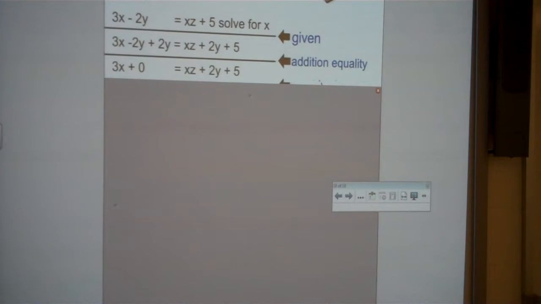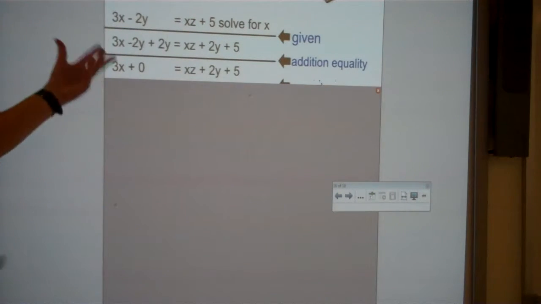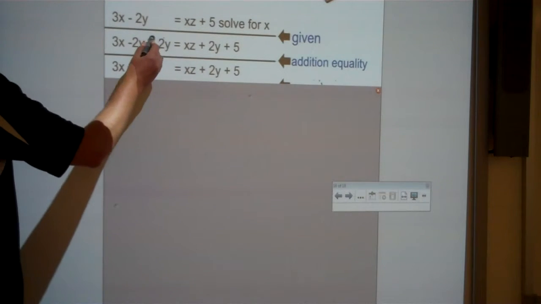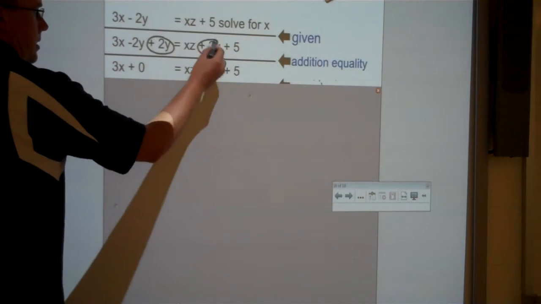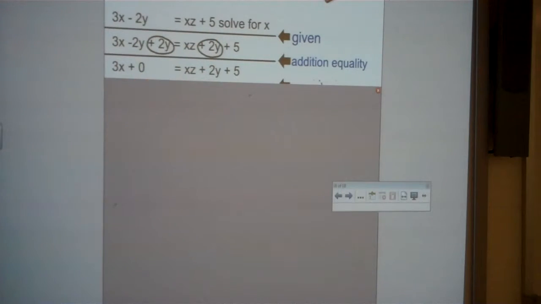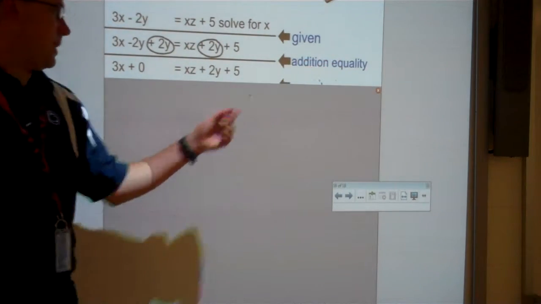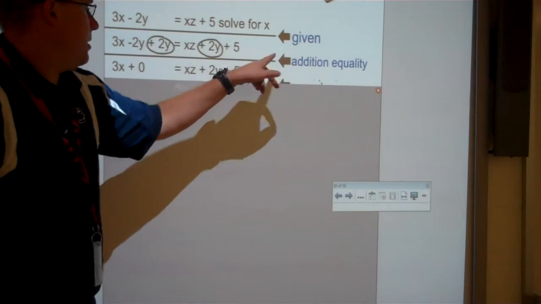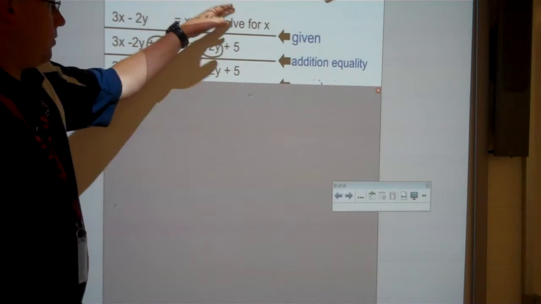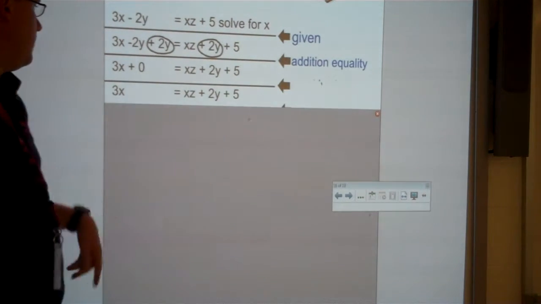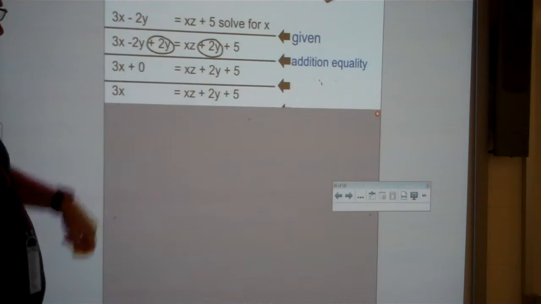So really what I'm focused on this time is, what am I doing for my properties? So what I'm looking for is what's changed here. So I notice on this first step, if I look above, there's an extra 2y being added to both sides. So that's an example of my addition equality, for example. So that's what the lines here are actually saying. What have we actually done to get from one line to this next line?